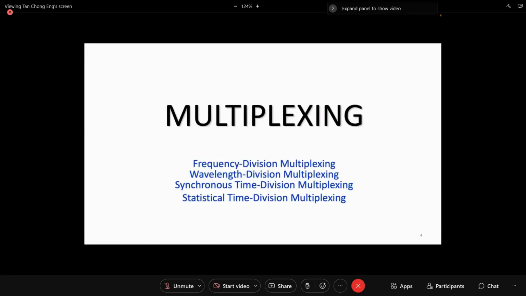In terms of multiplexing, we have basically three types. We have frequency division multiplexing, wavelength division multiplexing, and then we also have time division multiplexing. I want you to look at the names carefully. Frequency division, you divide what? You divide the frequency. Wavelength division, you divide the wavelength. And when you talk about time division, you divide the time. So based on the name, you roughly know how each of these multiplexing techniques works.